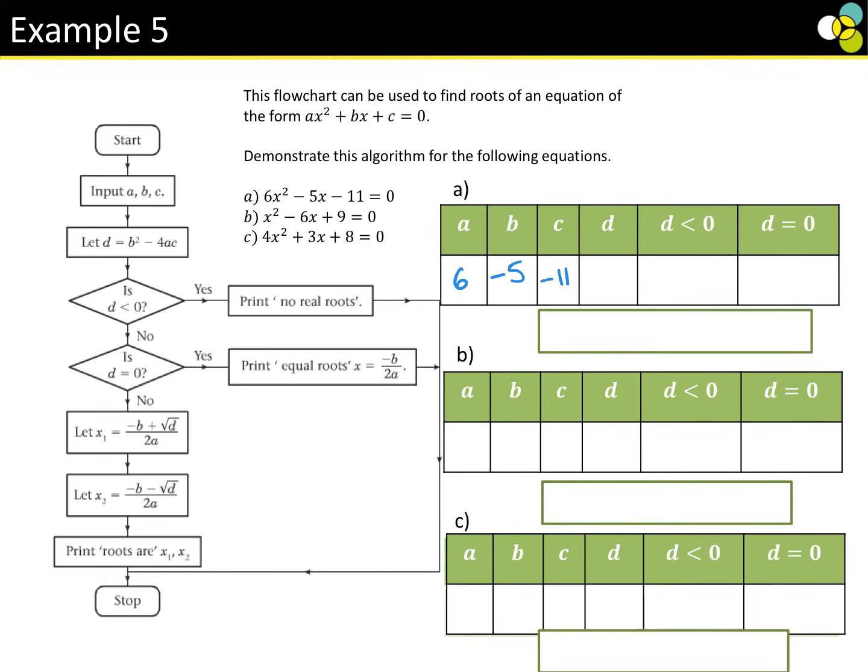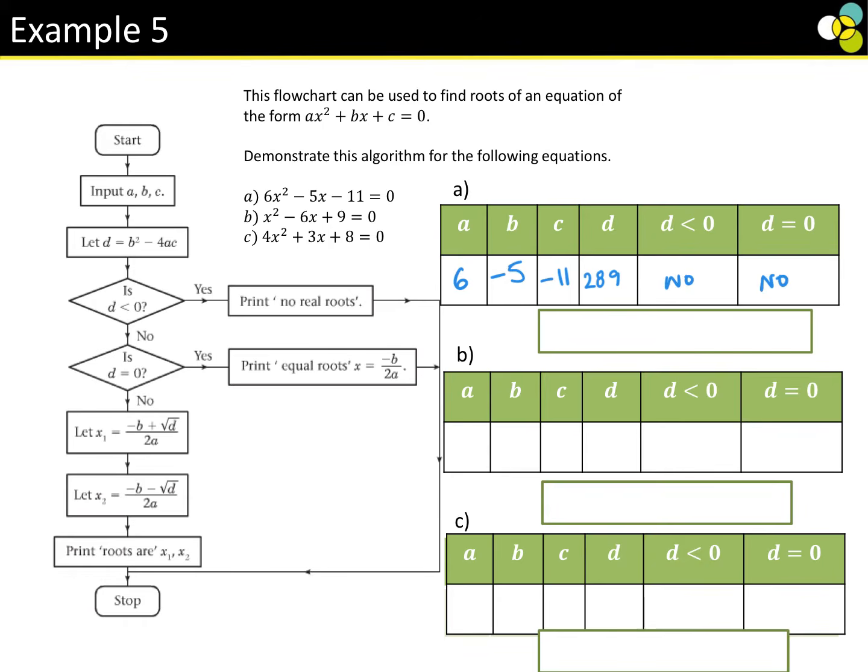It then says, let D equal B squared minus 4AC, which is 289. Is D less than 0? Nope. Is D equal to 0? Nope. Okay, so then we substitute in our answers into here, and then we're going to print roots are.